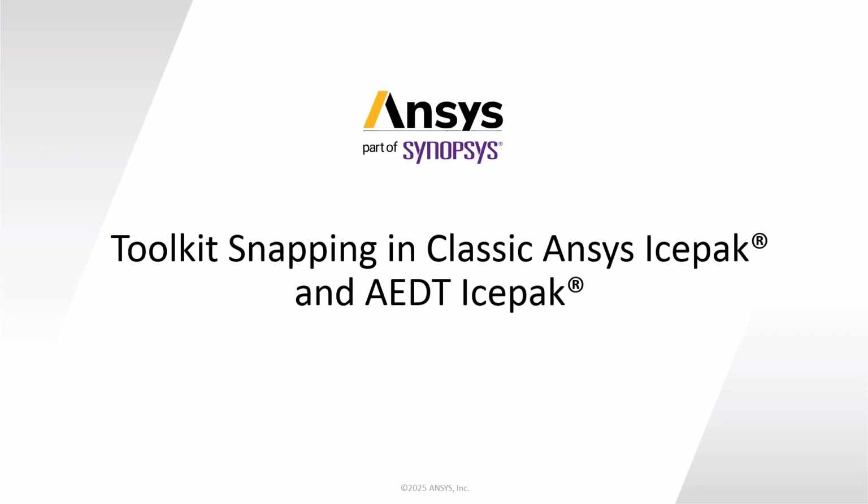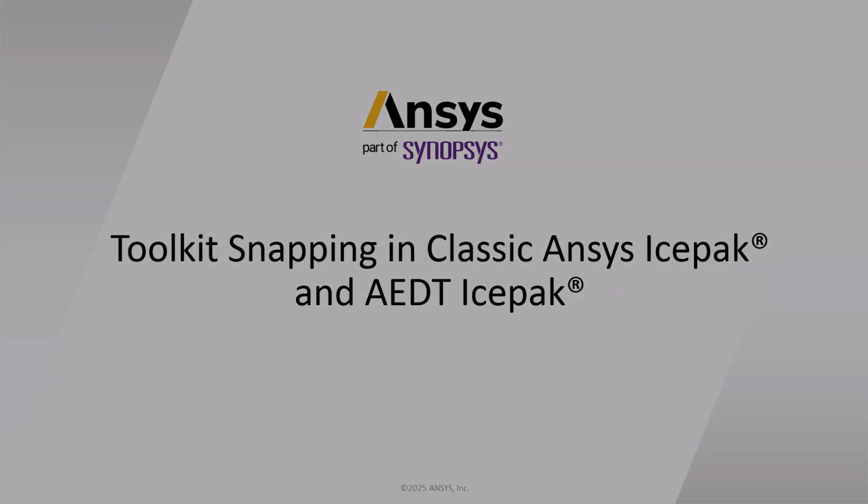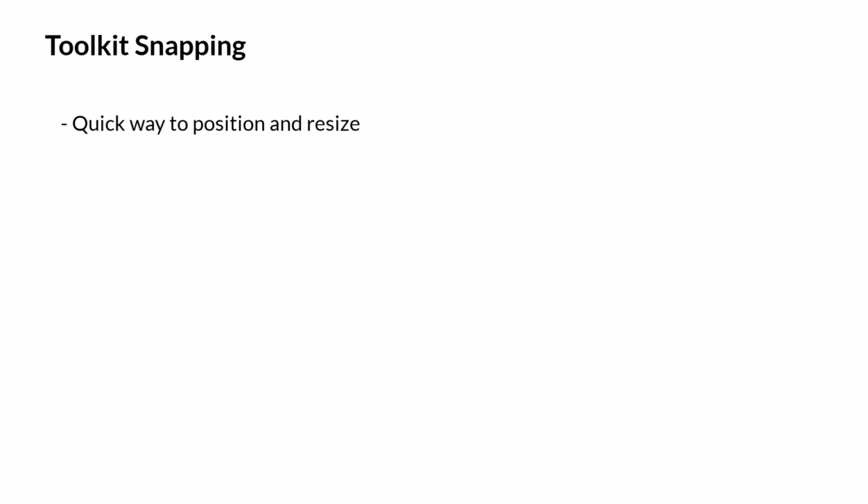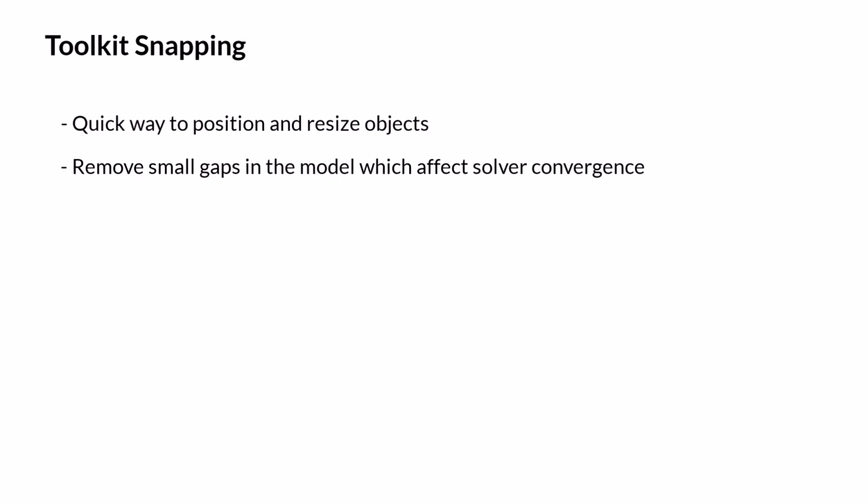This video will cover snapping in Classic and AEDT Icepak. Snapping is a quick way to position and resize objects in Icepak during model building. In addition, snapping can help remove small gaps in the model that introduce high aspect ratio cells which affect solver convergence. Let's first see how to use snapping in Classic Icepak.